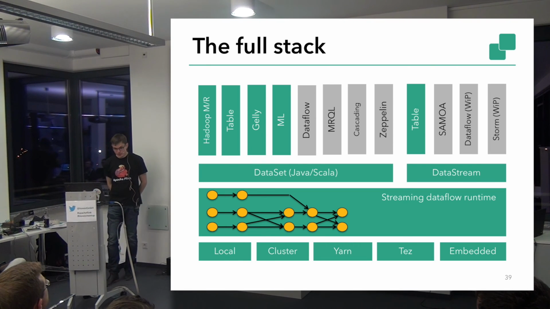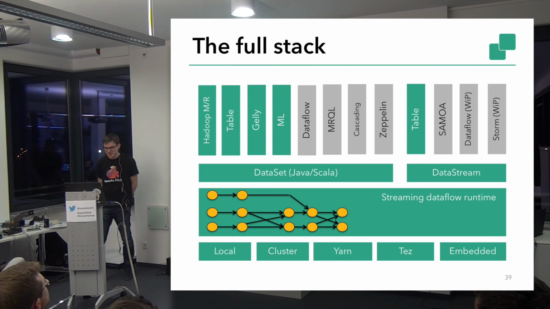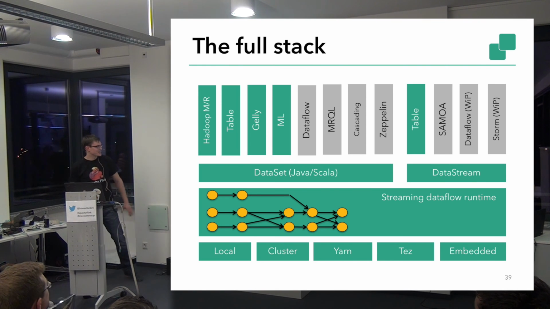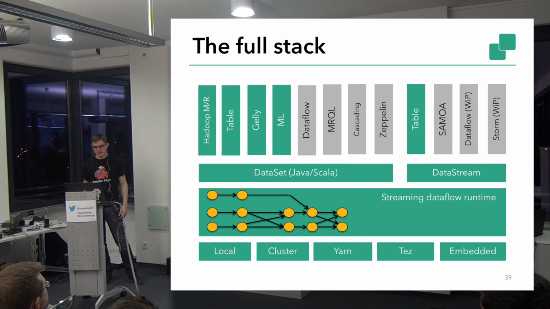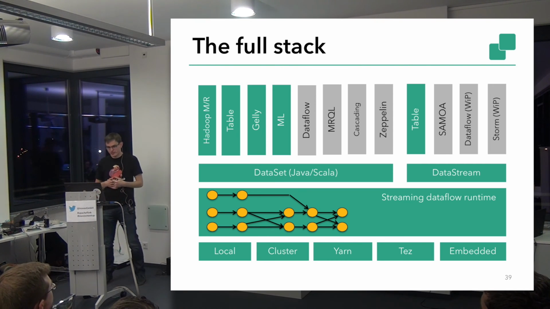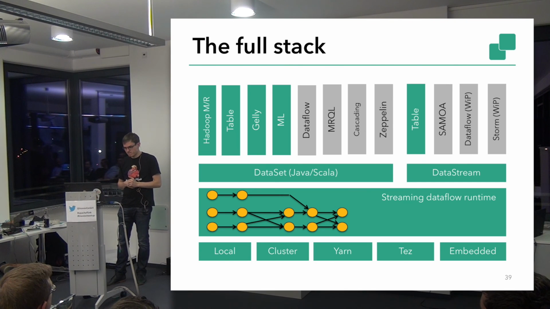So we are through. I've completed the stack picture. So you have deployment options, the runtime, the APIs, and then higher level APIs on top of these APIs, which are use case specific or for different systems like Cascading.